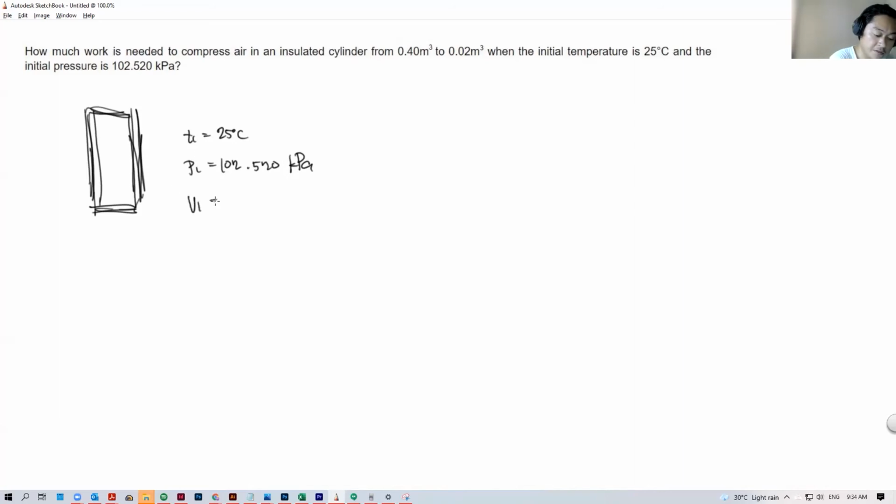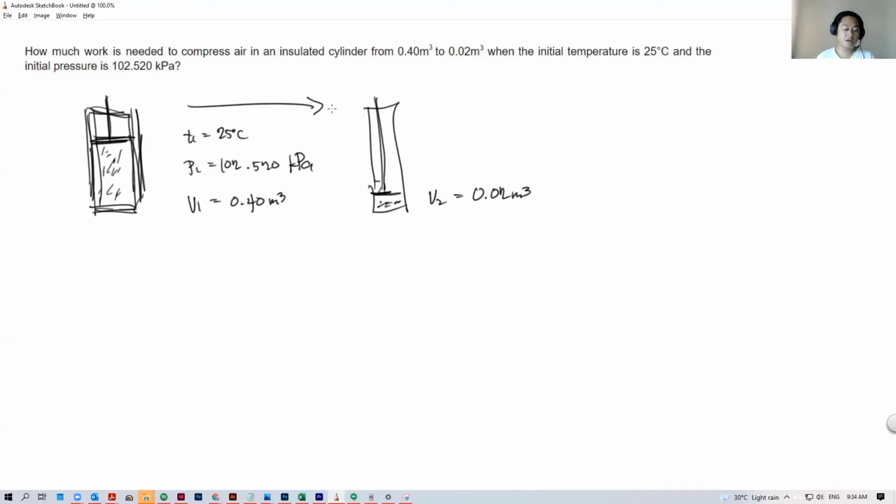I think we've got the volume. So volume 1 is equal to 0.40 cubic meters, and this is compressed. I'll say this is my piston here, and you've got your compressed air inside. The volume here is V1, and that's compressed to here. This is my piston, and this is already my air compressed down to V2 is equal to 0.02 cubic meters. So this is the process, and this is still insulated.